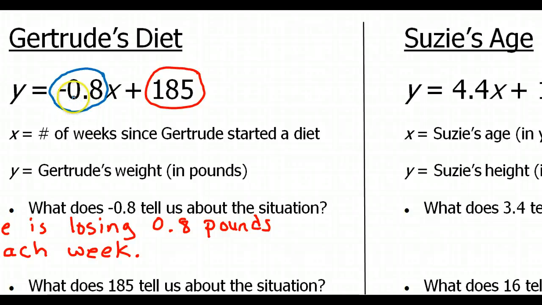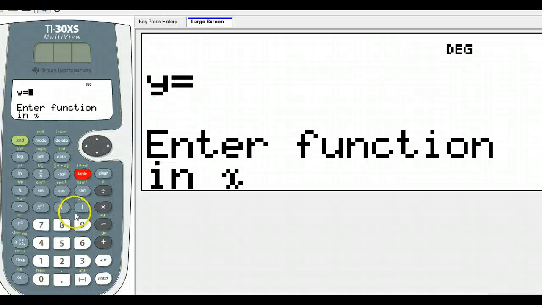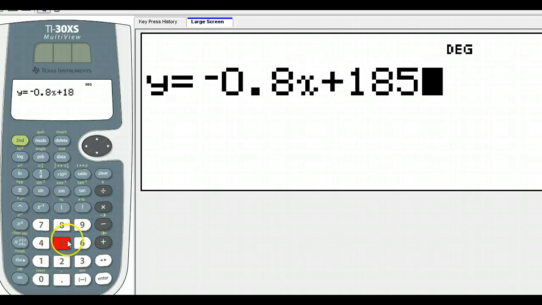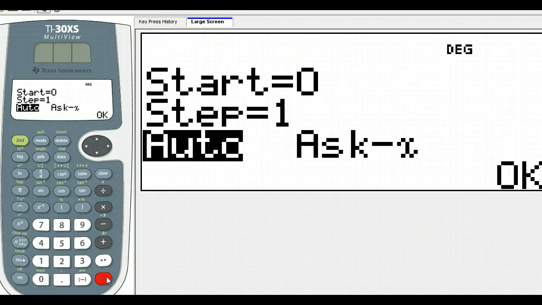I'm going to start with this, negative 0.8x plus 185. Notice when you do a negative sign that's in the very front like this, you use this white negative button at the bottom. You do not use the subtraction key. The subtraction key is only for when it's in between terms. In the front, it's the white negative. So here's the equation for Gertrude. I'm going to hit enter.